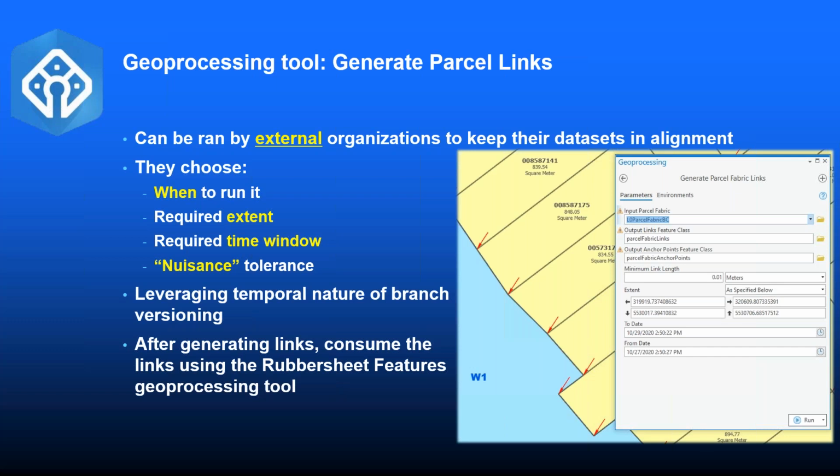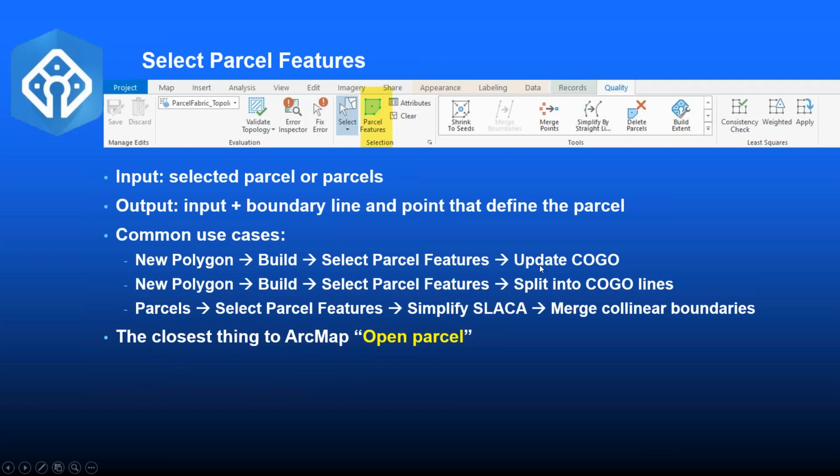So here we've solved it by allowing anyone to run this geoprocessing tool, and they don't need to have a parcel fabric. It uses a read-only parcel fabric that's published, and generates links and anchor points from the published service parcel fabric. We are leveraging the temporal nature of branch versioning for that, and we'll see a demo of that soon. And you don't have to apply it to the entire county data, just where you need it, to the extent you need it, and so on. And we'll see a demo and we'll explain that. And we think that will be very beneficial.